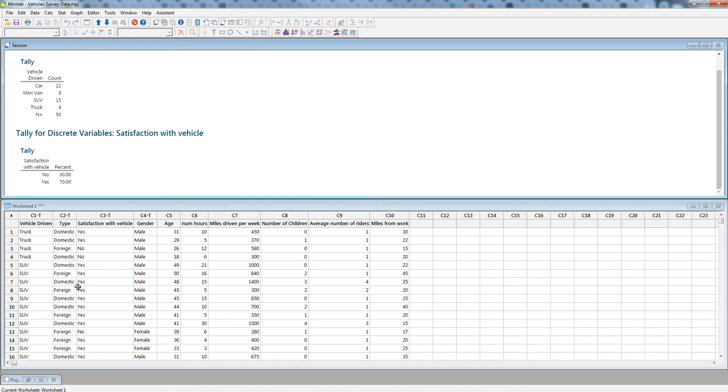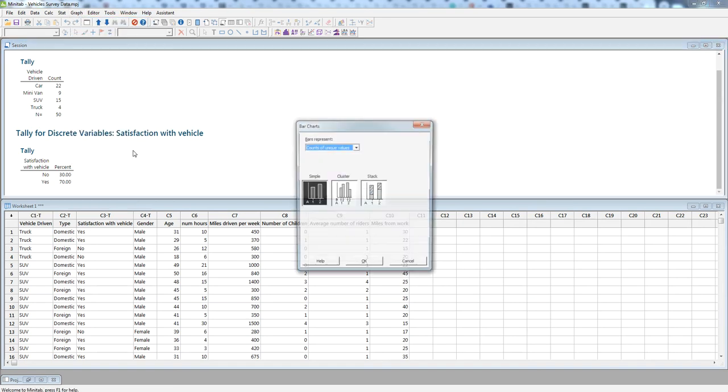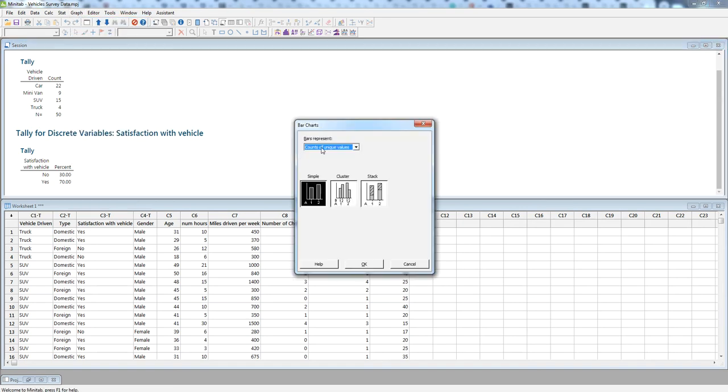So you can pretty much guess that I'm going to do the other 2 categoricals in here, domestic and foreign, and gender. Yeah, let's do this. So we're going to go to graph, which is where all of our visuals are at. And let's do a bar chart.